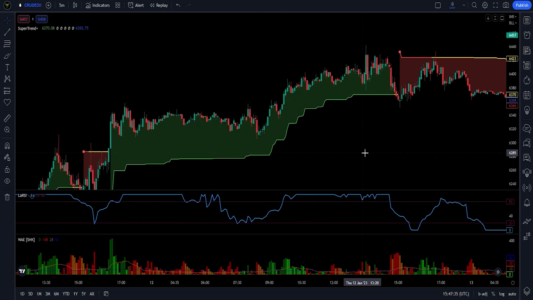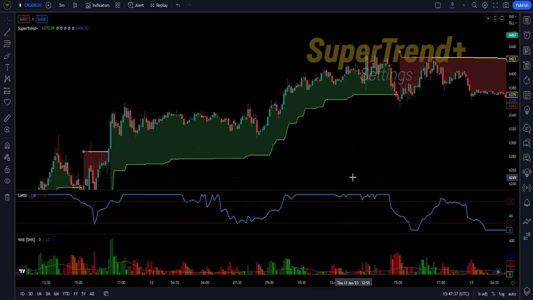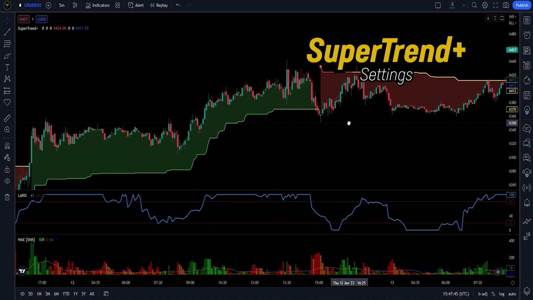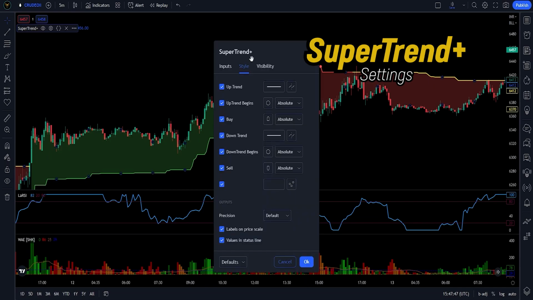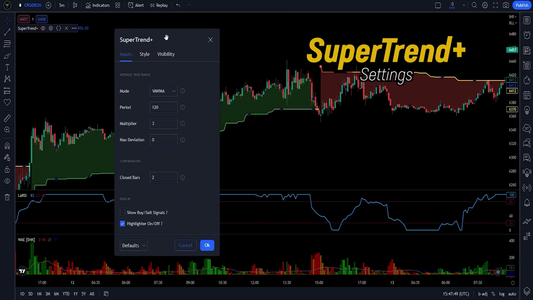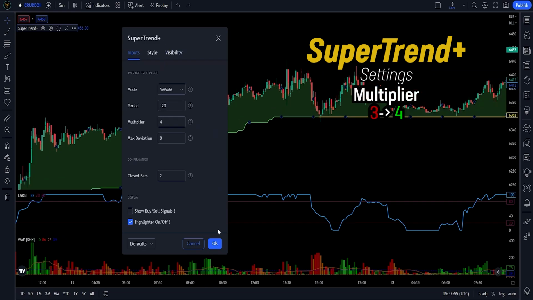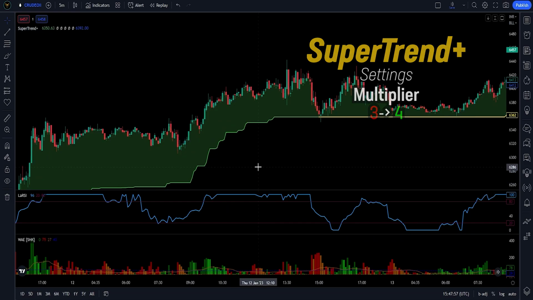Now, let's modify our other 2 indicators, starting off with Super Trend Indicator. You open settings for this indicator by double-clicking either this green super trend, or this red super trend line. For this indicator, we want to change only one setting, which is located in Inputs tab. So, we want to change this multiplier value from 3 to 4. Once you're finished, press OK, and we are done with this indicator.